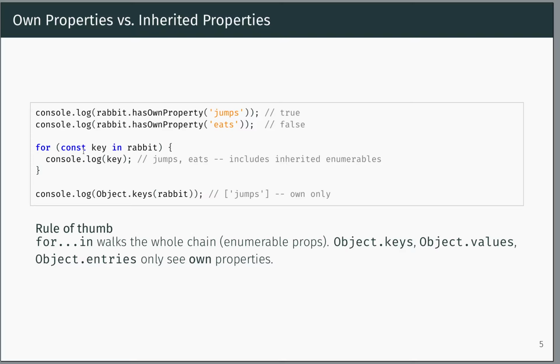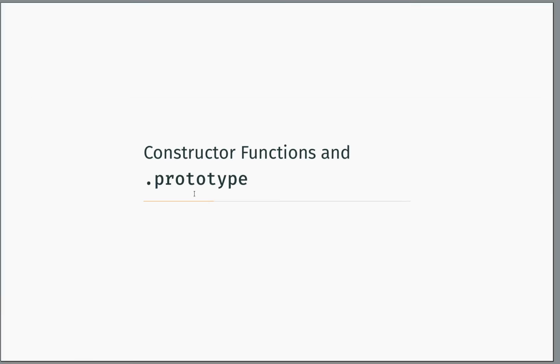If you iterate with a for...in loop to find all the keys in rabbit, it will print both jumps and eats. That means it traverses the entire prototype chain. But if you use Object.keys, it will only give you the own properties. So for...in walks the whole chain, while Object.keys, Object.values, and Object.entries only see own properties.